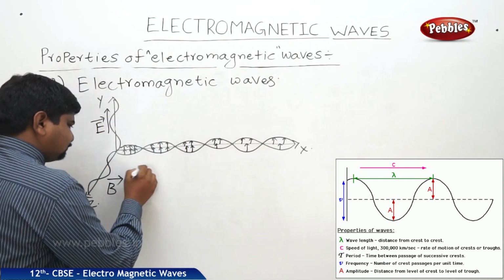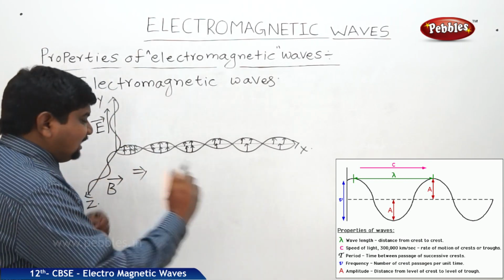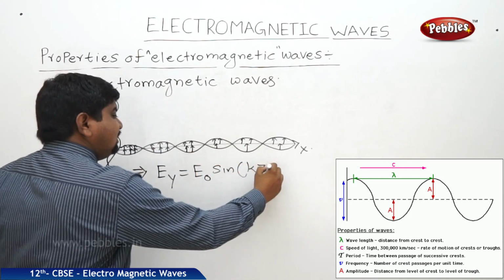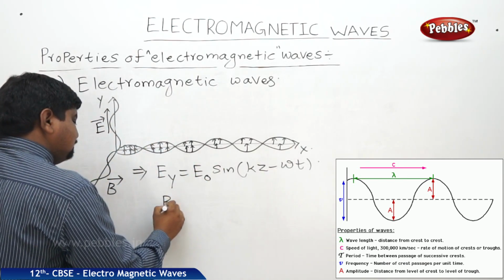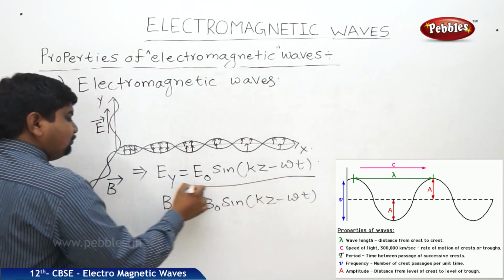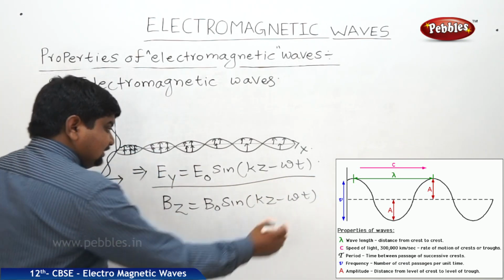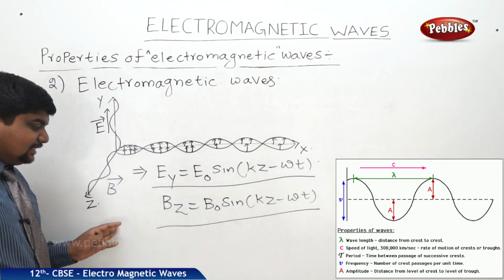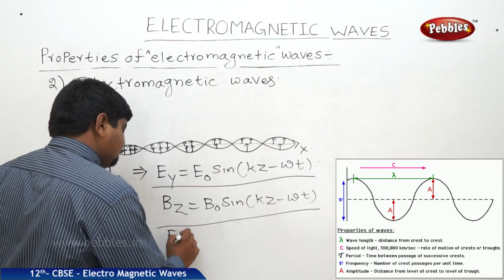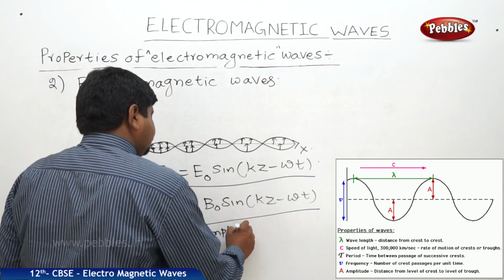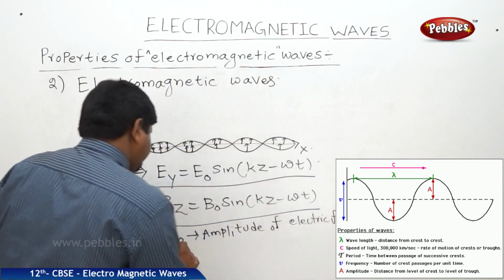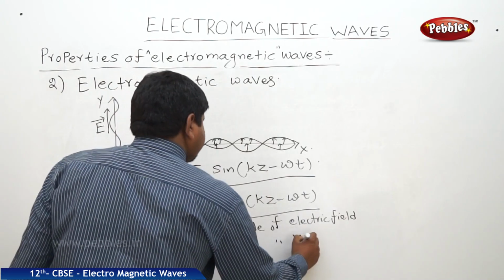So in this case, how will you find the propagation vectors? We can write Ey is equal to E naught into sine of kz minus omega t, and Bz is equal to B naught into sine of kz minus omega t. This is the propagation vector of the electric field along the positive y-axis. This is the propagation vector of the magnetic field along the z-axis. E naught and B naught are the amplitudes of the corresponding fields. E naught is the amplitude of the electric field, B naught is the amplitude of the magnetic field.